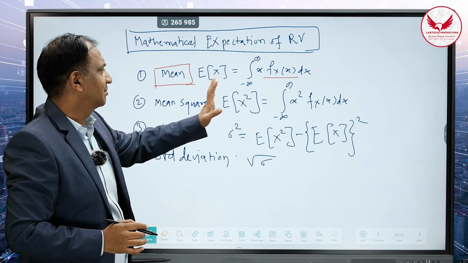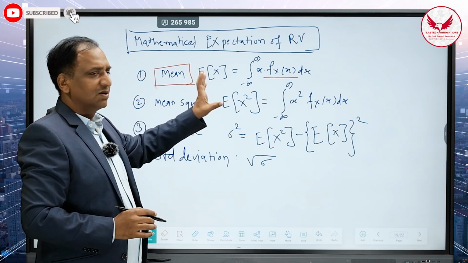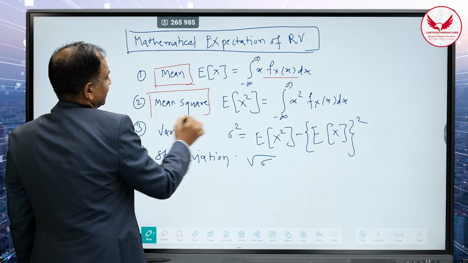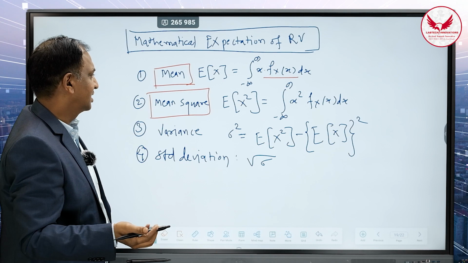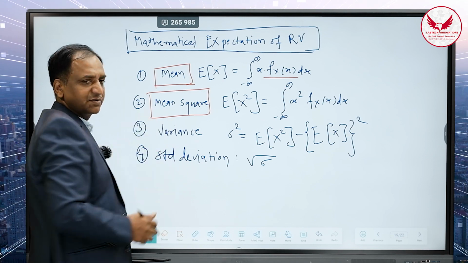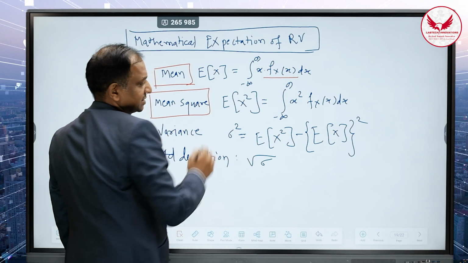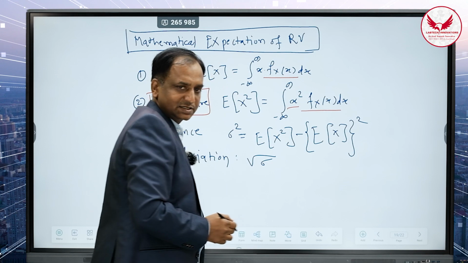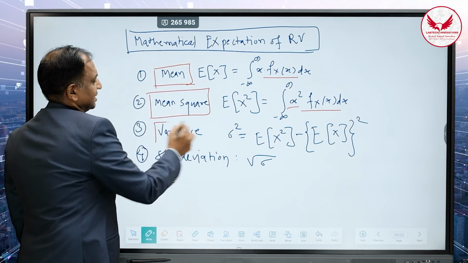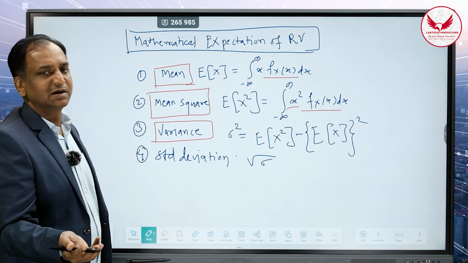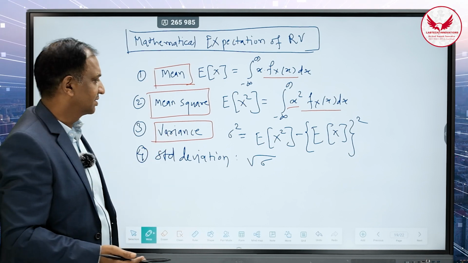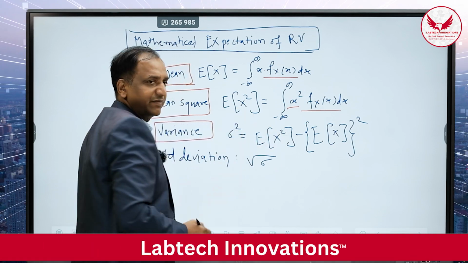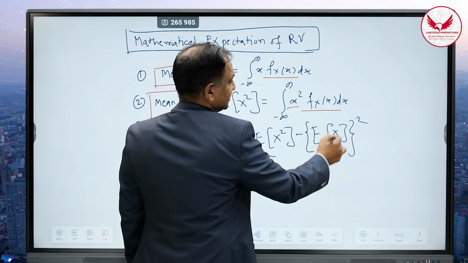So x is the parameter that gives the weighted value, and from that weighted value we get the mean value. The second parameter, useful to predict about the probability, is the mean square. The mean square is given by E of x square, which is equal to the integral from minus infinity to infinity of x square into fX of x into dx. The third very important parameter used to predict about the model is the variance, and the variance is given by sigma square, which is equal to E of x square, that is the mean square value, minus the square of the mean value, E of x, squared.